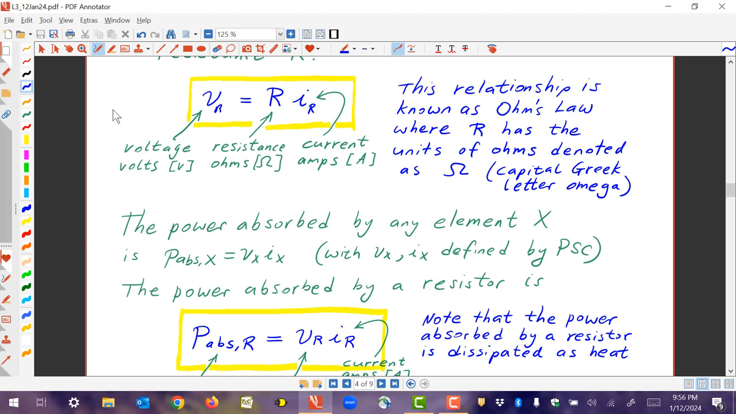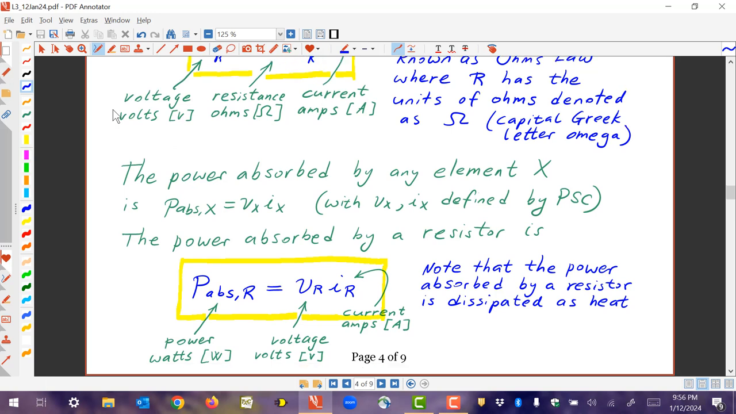So the thing about the resistor is that the power absorbed by the resistor is given by V times I, or VR times IR. Okay? That power absorbed by the resistor is dissipated as heat, right? So when you apply power to a resistor, it absorbs it, but it cannot store it. It dissipates it, it burns it, it wastes it as heat. So it'll heat up, right, to some extent. And of course, the unit of power is watts, denoted by a capital W. So when you multiply voltage and current, volts times amps, you get watts.